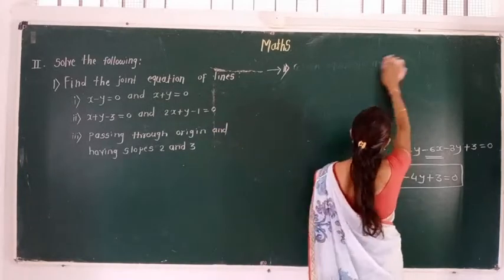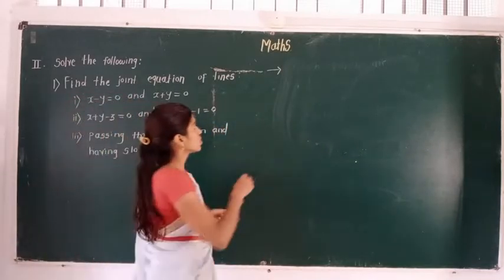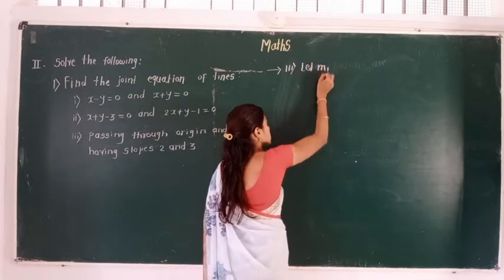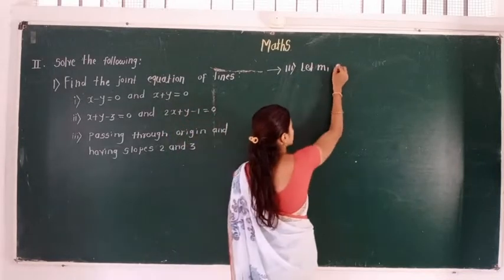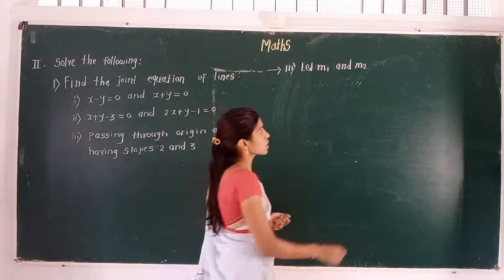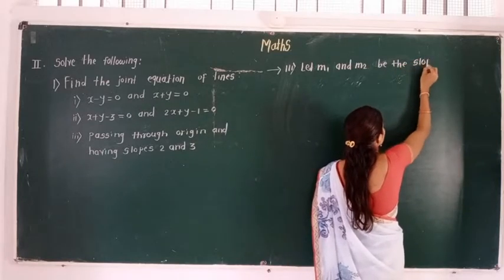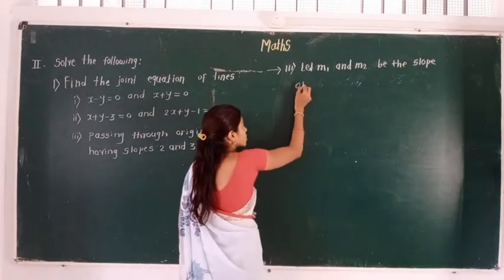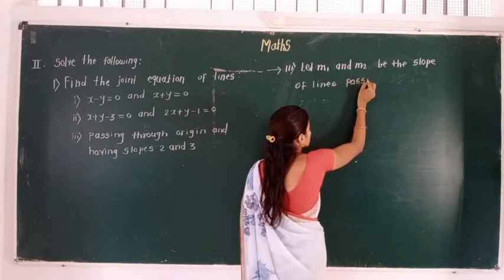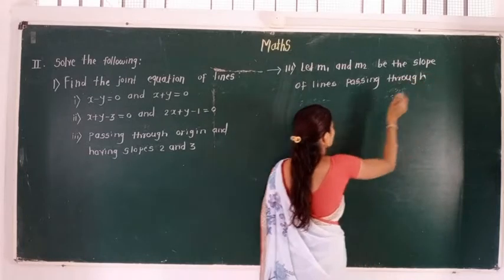Okay, now we write: let m1 be the slope of the first line and m2 be the slope of the second line, and let m1 and m2 be the slopes of lines passing through the origin.